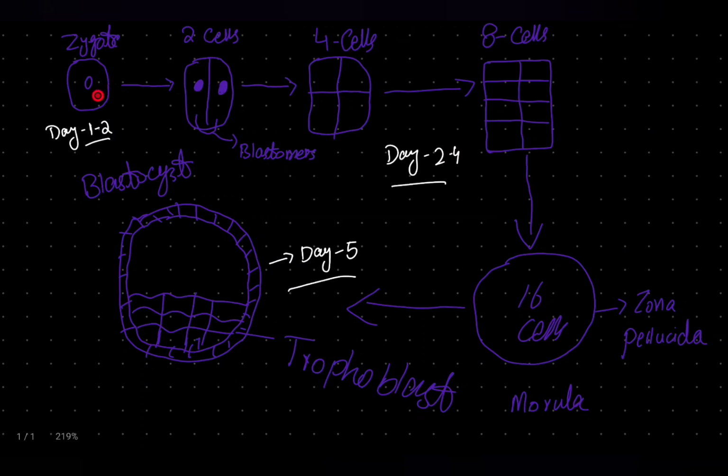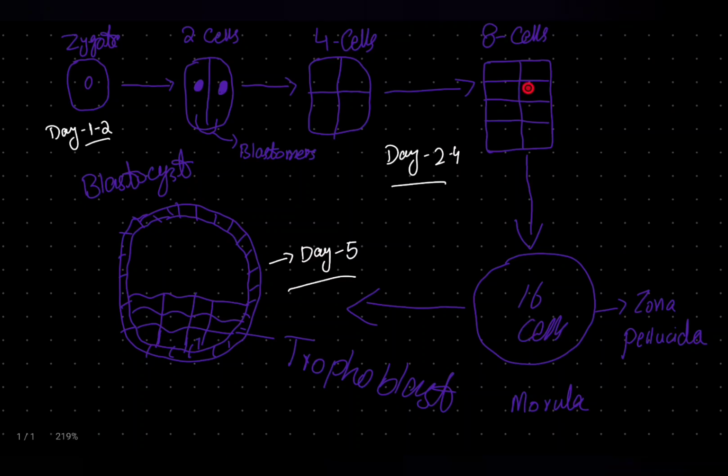After fertilization, the zygote develops and converts to the two-cell stage. These cells are called blastomeres. Eventually it converts to the 4-cell stage, and after that, in day 2 to 4, it is converted to the 8-cell stage, and then the 16-cell stage.